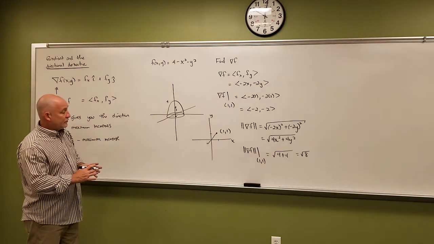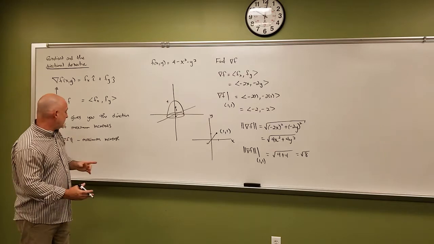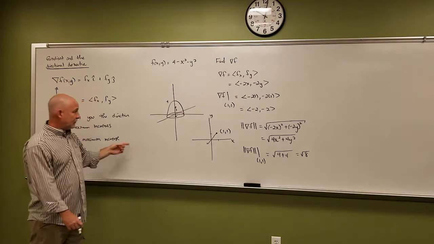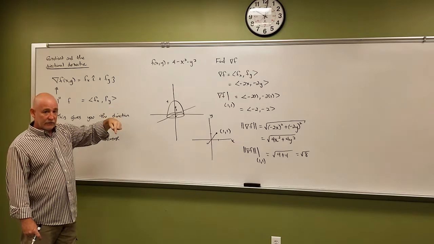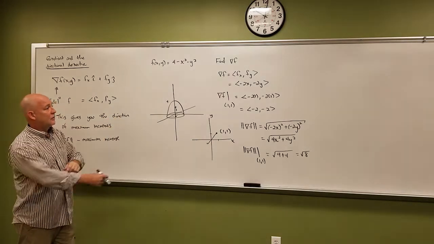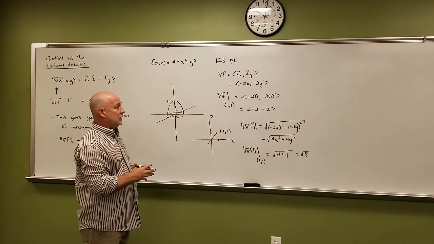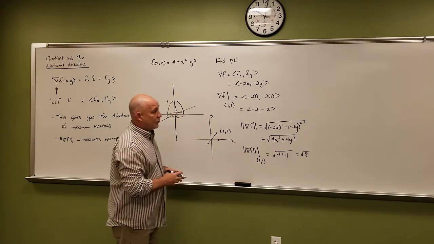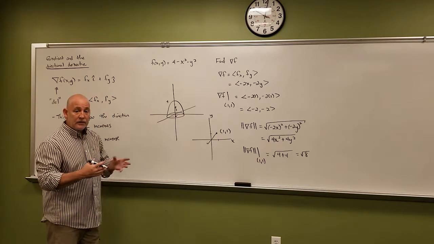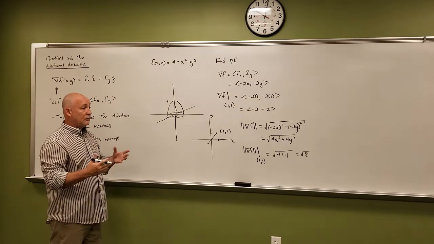So the gradient tells you the direction of the maximum increase, and of course, if you put a negative in front of it, that would be the opposite direction, right? That would be the least increase or the most negative increase. Now, this gradient also gives us something fairly interesting as well. The gradient is always perpendicular to the level curves.